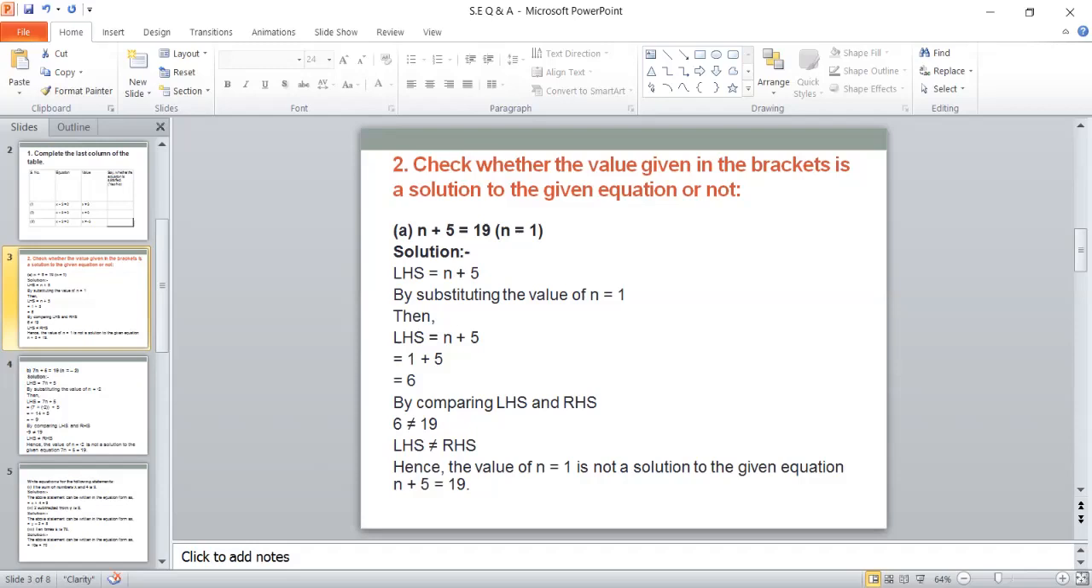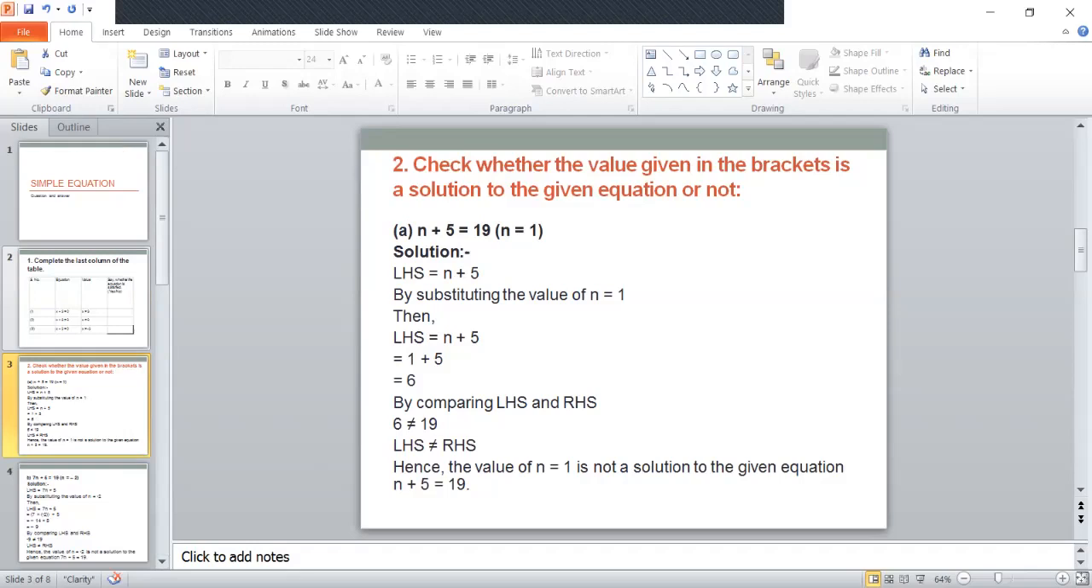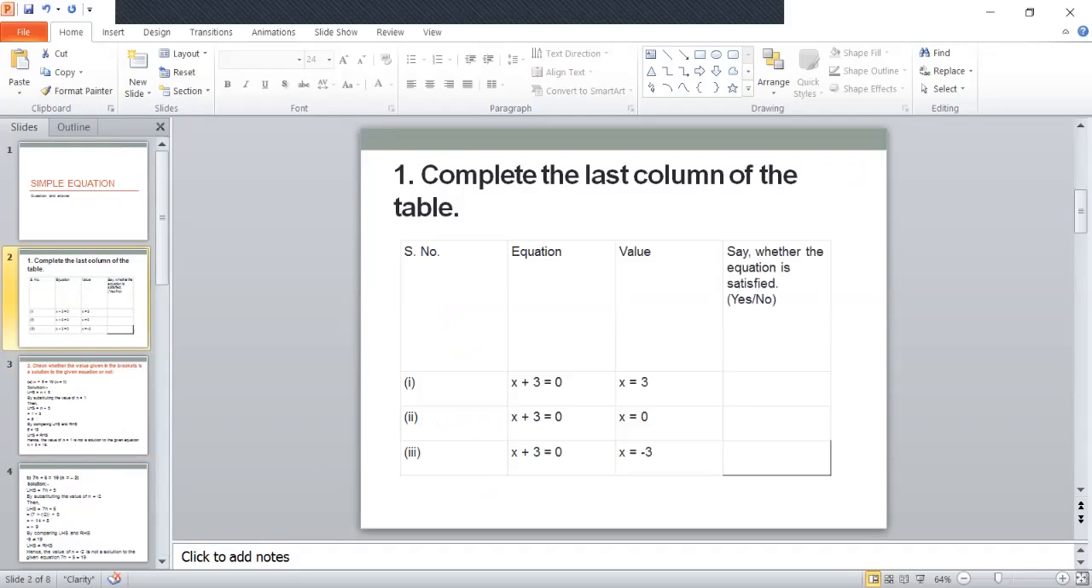Yesterday I told how to find the solution. There are two methods to find the solution of the equation: the general method and the transposing method. We have already discussed both methods. Now this is the question from exercise 4.1 of the NCERT book. The question is, complete the last column of the table. I have taken only three of these questions.